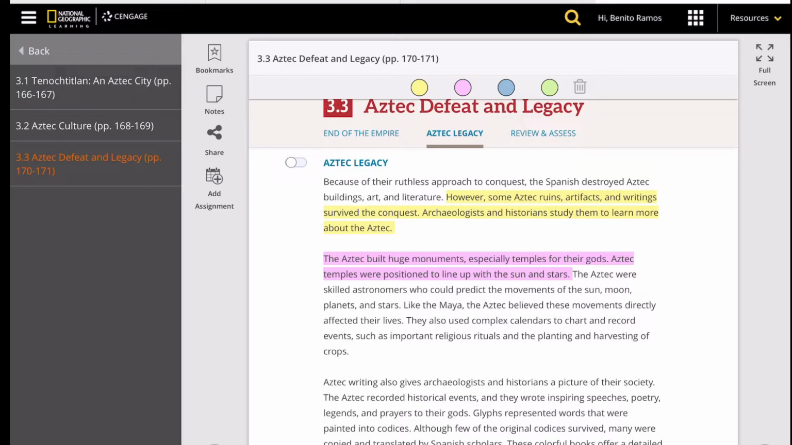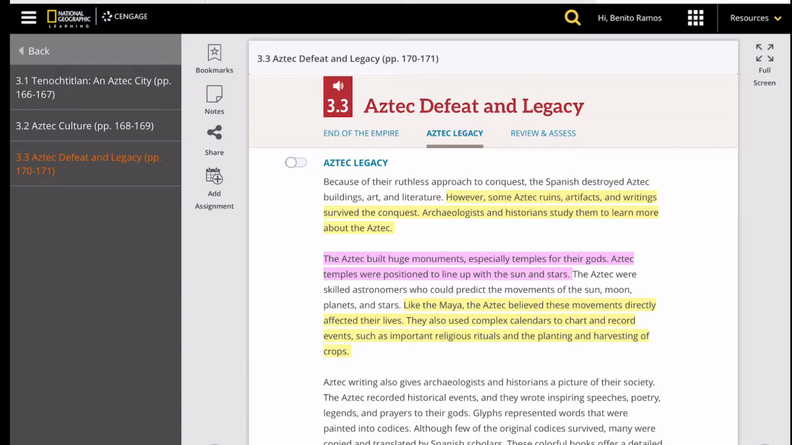The priests were great astronomers. Their priests slash astronomers were good observers of the heavenly bodies: the stars, the moon, and planets. Like the Maya, the Aztec believed that these movements directly affected their lives.